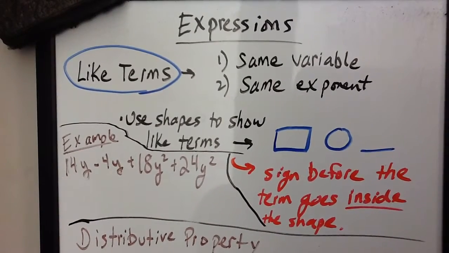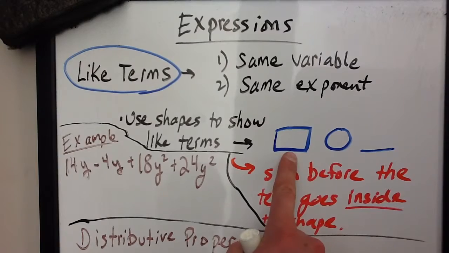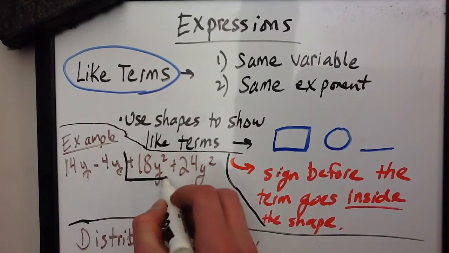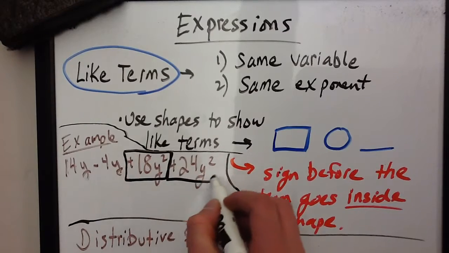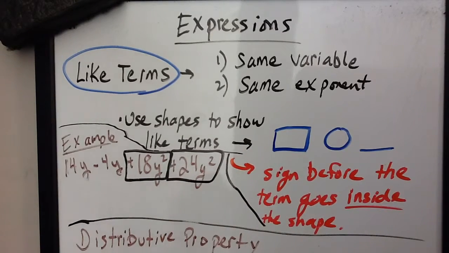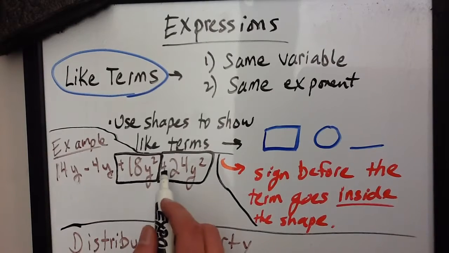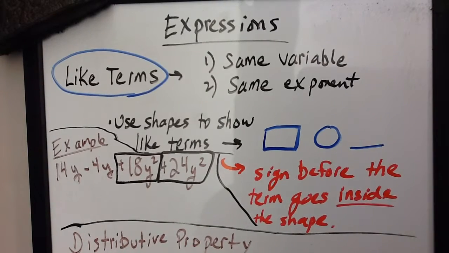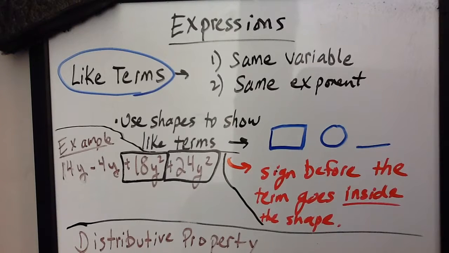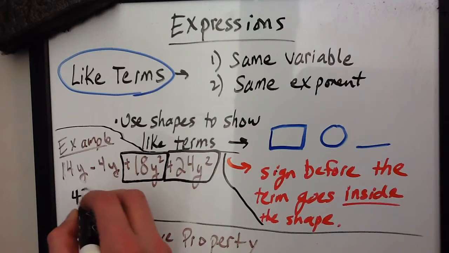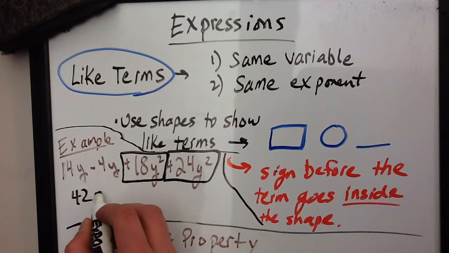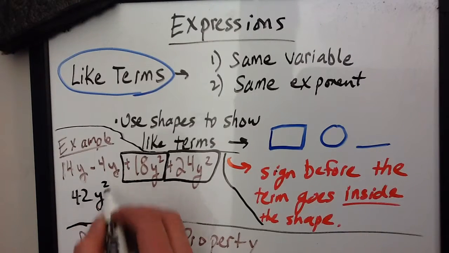So to show that these are like terms, I'm going to put them first off in a box. I put 18y squared in a box and 24y squared in a box. So this shows me that those are like terms. Notice how the sign before the terms is inside the shape. That plus sign is inside the shape. That plus sign is inside the shape. It tells me both of those terms are positive. So I need to add those together. To combine those terms, I'm going to add positive 18 and positive 24, which will give me 42y squared. The variable y stays the same and the exponent 2 stays the same.